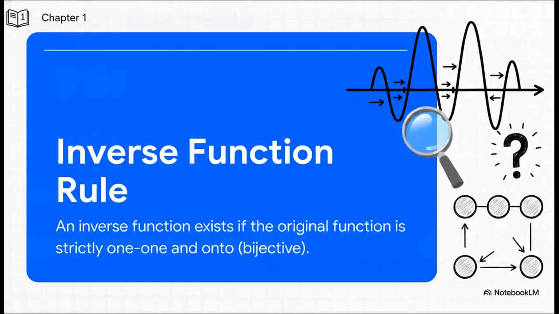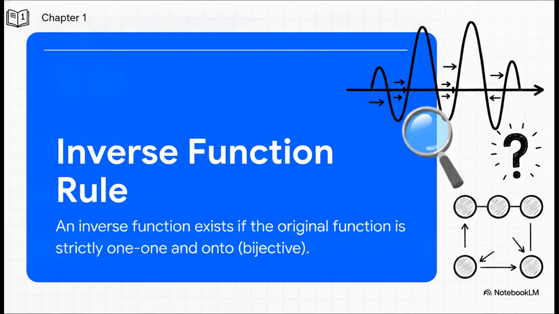Every good mathematical story needs a bit of conflict, right? Well, the villains of our story today are actually your old friends from Class 11, standard trigonometric functions, in their natural, unbound state. To understand why they fail, we have to look back at the inverse function golden rule from Chapter 1. Remember, an inverse function can only exist if the original function is strictly one-one and onto. Basically, what we call bijection. That means every single output must come from one and strictly one unique input.